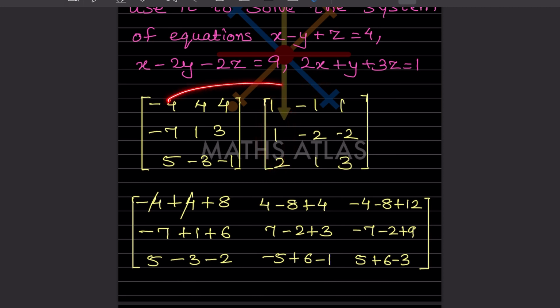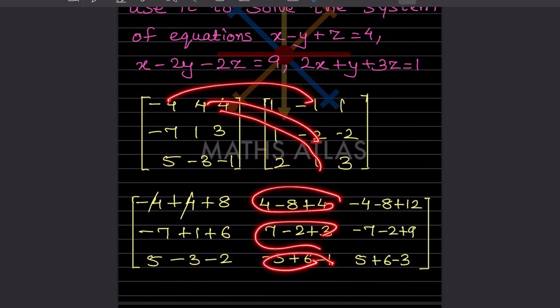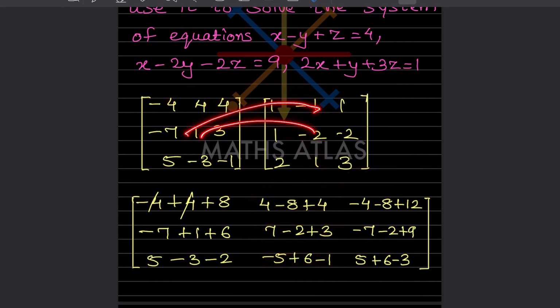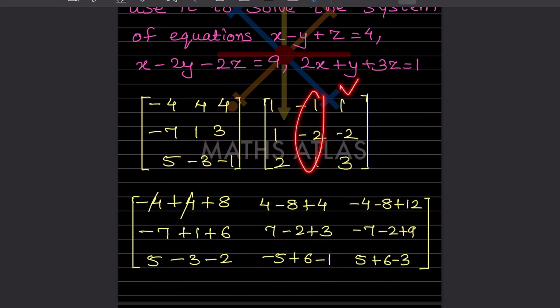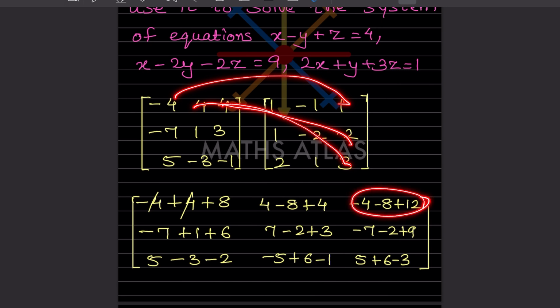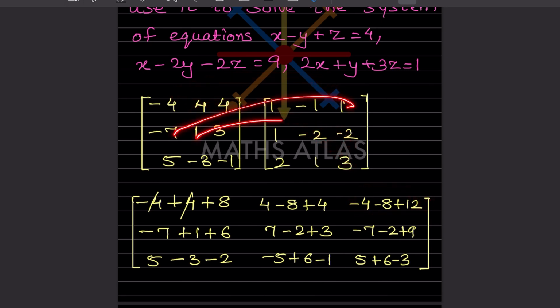Now let us go for this one. This into this into this into this, so this is here. Then this into this into this, and this into this is here. And then this into this into this, and this into this is over here. So this is done. Now we'll go for this one. So this into this into this into this is over here. Then this into this and this one, that is over here.